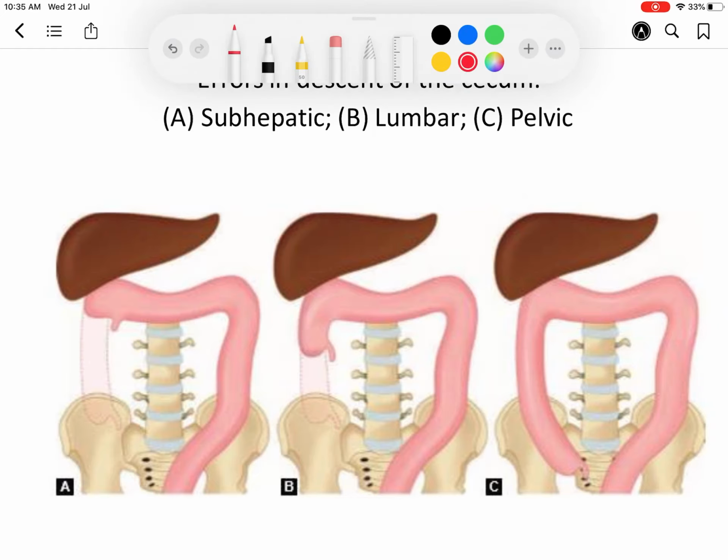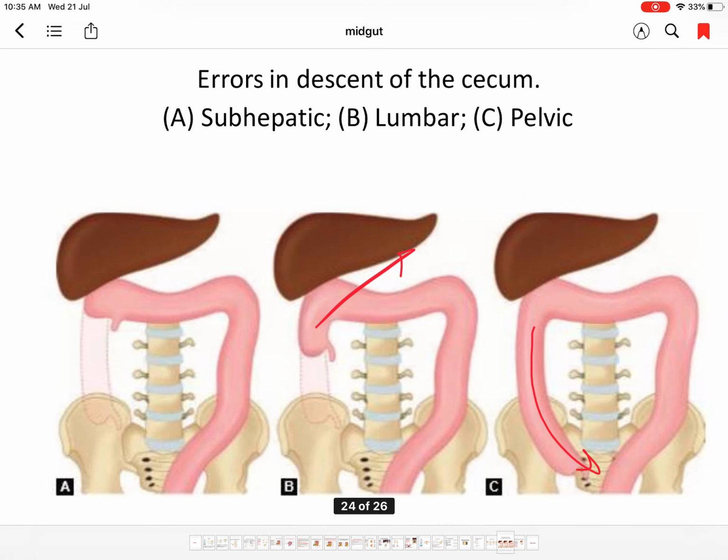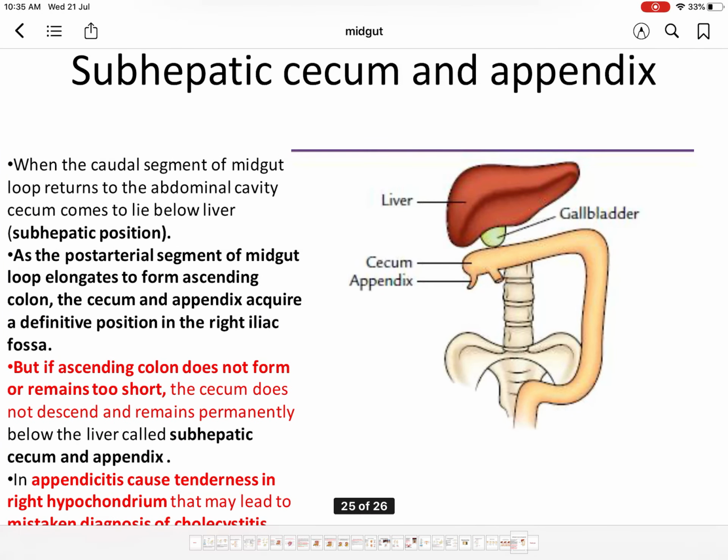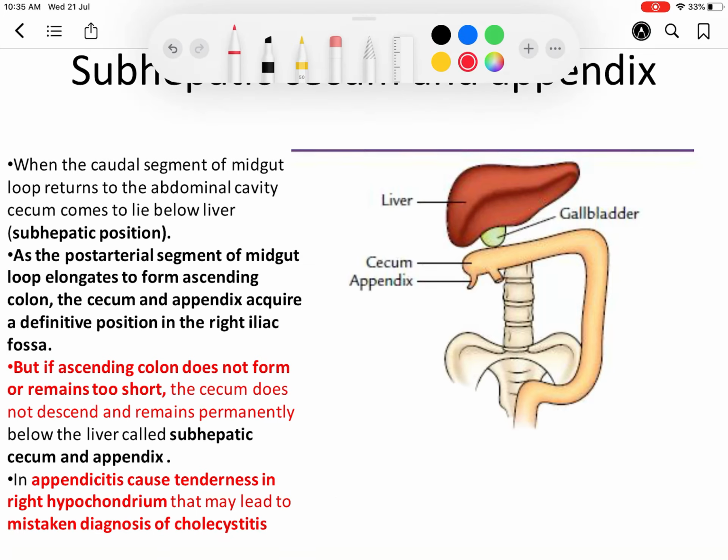Now, initially the cecum is in subhepatic position, as we have discussed in midgut. But after growth of the posterior abdominal wall or due to descent, the cecum will come into the right iliac fossa region, but sometimes it doesn't descend and it remains in lumbar position. Here you can see in this diagram, this remains in lumbar position, and sometimes because of excessive descent it comes into the pelvic position. That is called pelvic cecum.